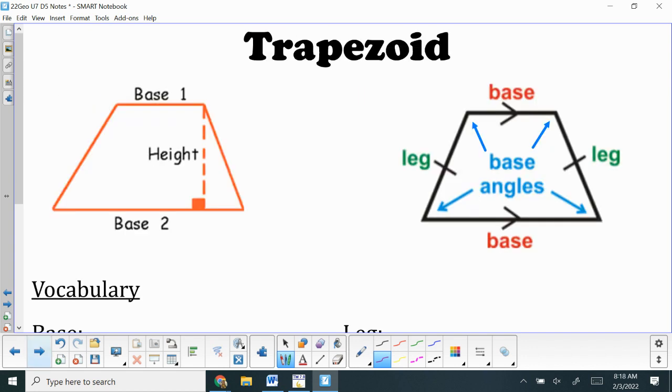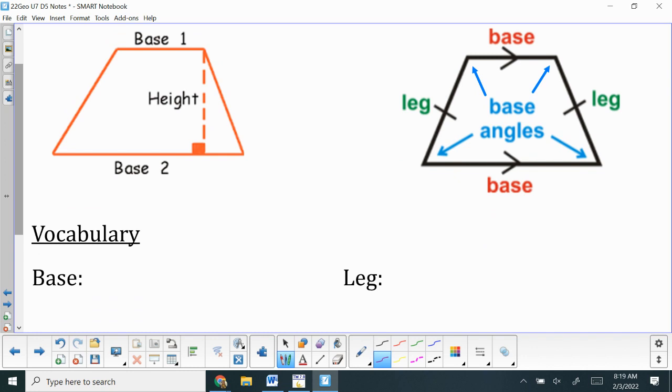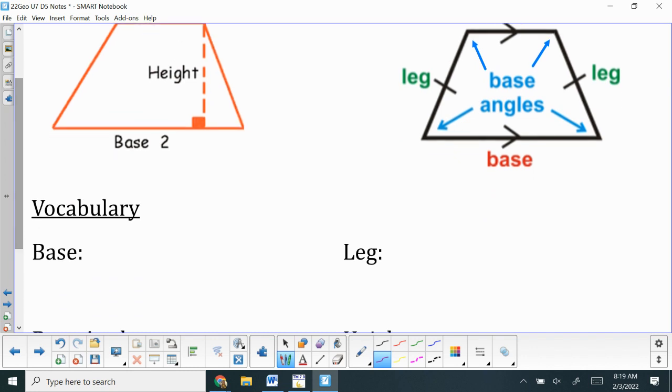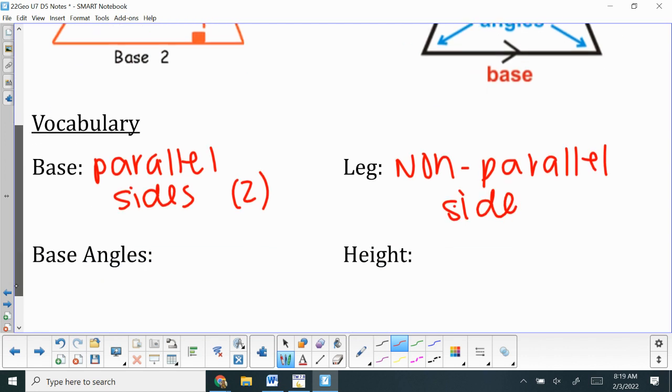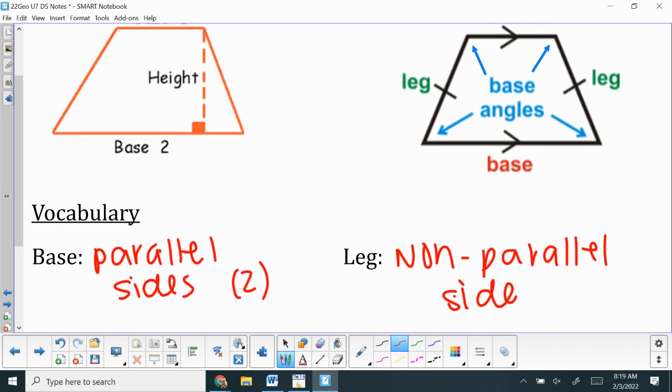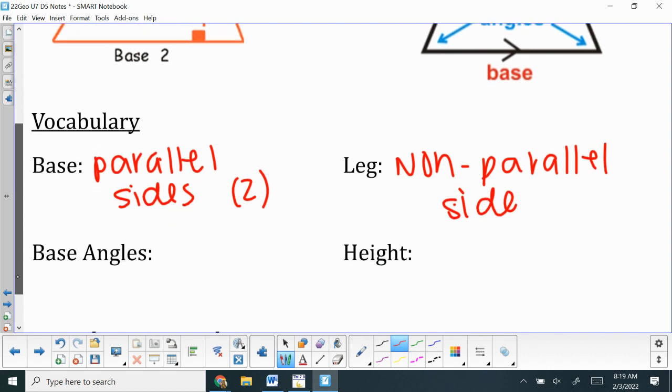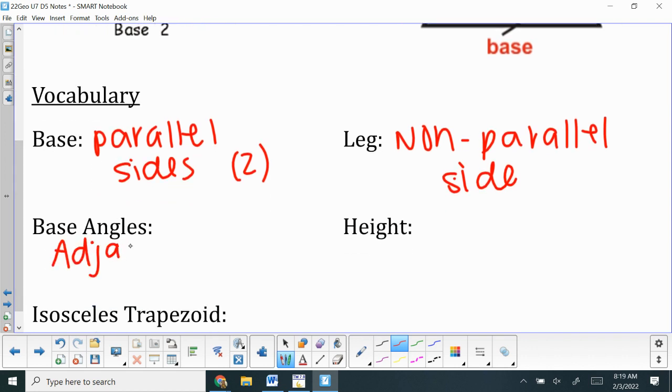A trapezoid is a shape that has two bases that are parallel to each other, and we call the other sides that are not parallel to each other legs. Let's go through some of this vocabulary. So the bases are the parallel sides. There's two of them. The leg is the non-parallel sides. The base angles are the ones that are touching or adjacent to the bases. And then the height is the distance between the bases.